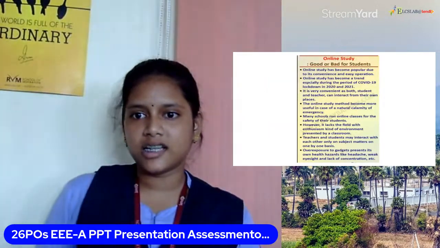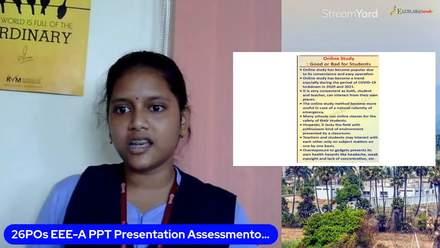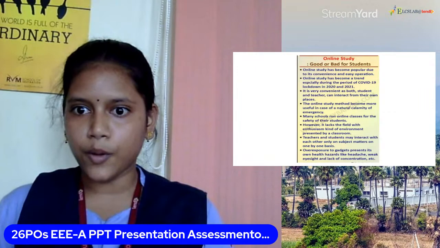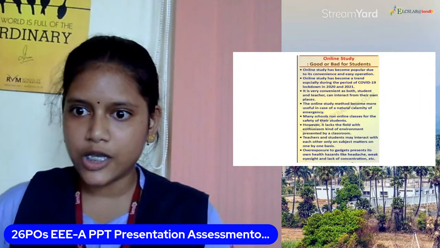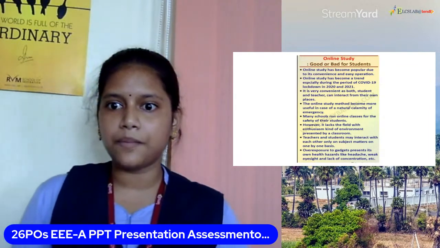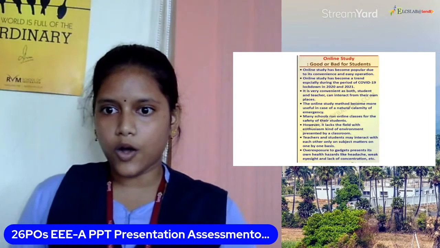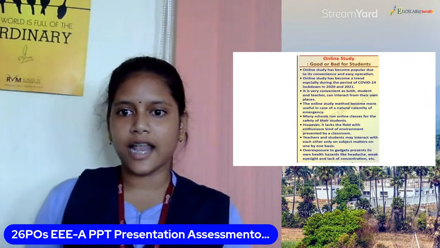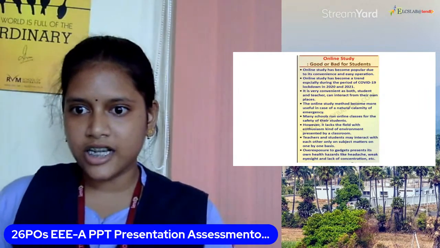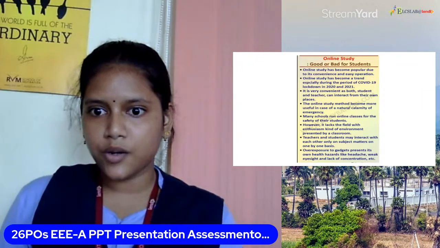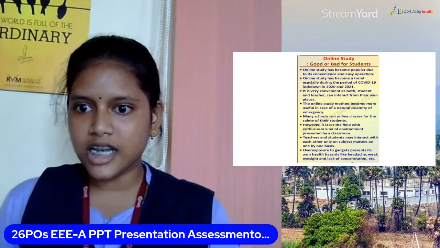Finally, let us see how online study affects students. Online study has become popular due to its convenience and easy operation. It has become a trend, especially during the COVID-19 lockdown in 2020 and 2021. It played a major role in everyone's life. It is very convenient as both student and teacher can interact from their own places.